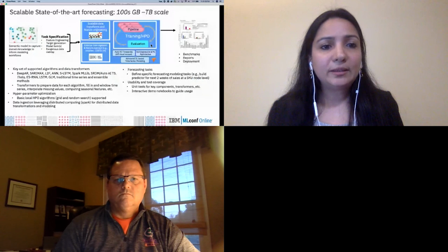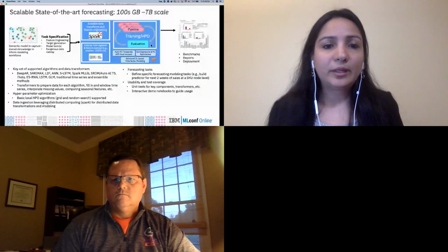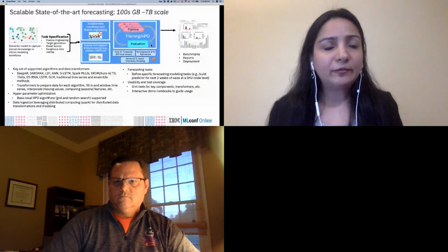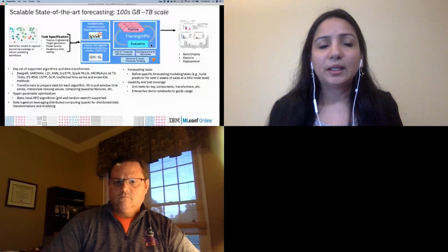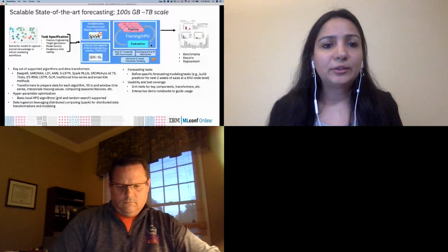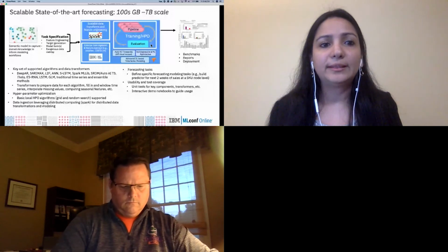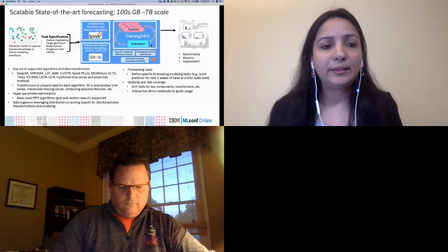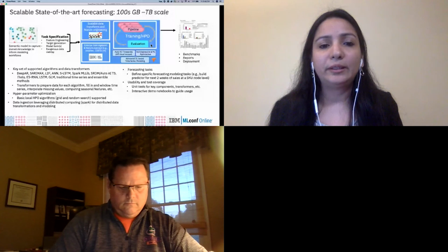So our forecasting models, they're scalable. We can work with hundreds of gigabytes to terabytes. We've built the set of accelerator algorithms. It goes everywhere from traditional time series to advanced deep learning methods. We have data transformers that can process the data, prepare the data for each algorithm, run hyperparameter optimization, and integrate it with unit tests.